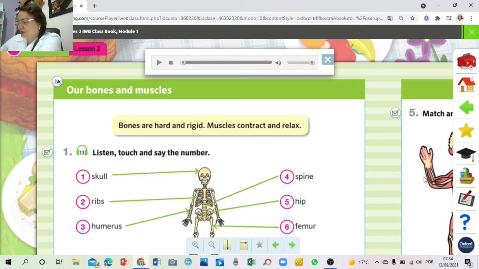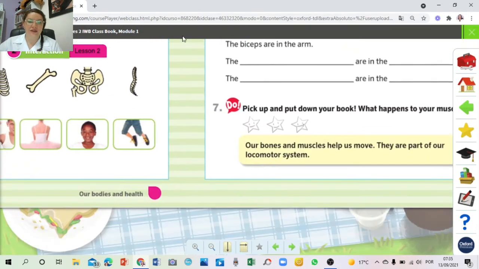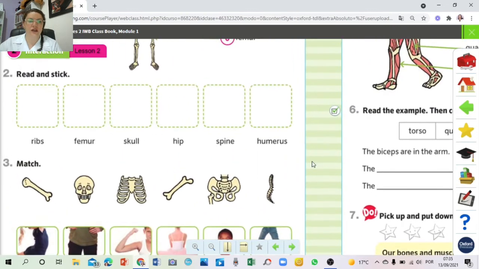Today we will use this book, Natural Science, Our Bodies and Health. The number, okay. Number two, but here this part number one. Okay, let's go. Please open this book at pages 20 and 21. Look, this is page 20, and here page 21.